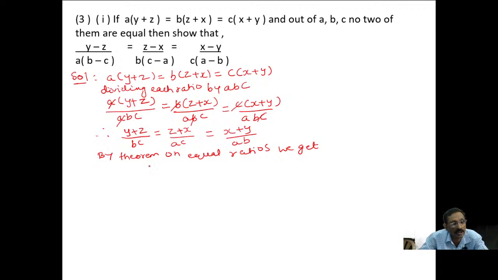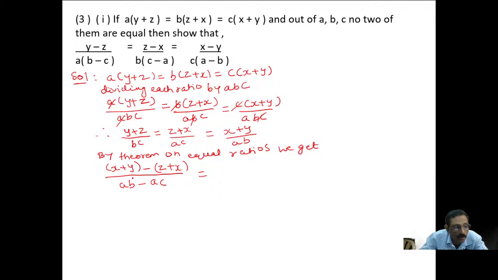By theorem on equal ratios. So what I have, x plus y, and I will be subtracting this from this to get x plus y minus z plus x upon what I have here, AB minus AC, which is equal. Why have I subtracted this from this? As I have told you, so that I can get A, B minus C.